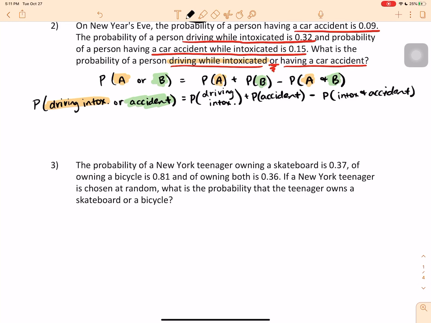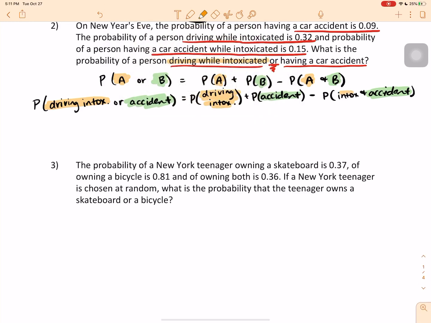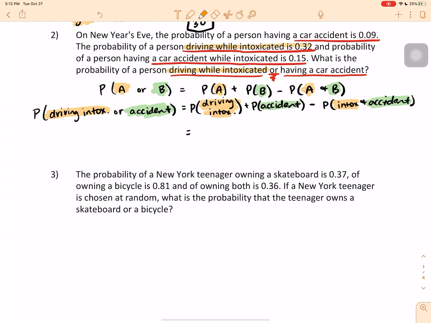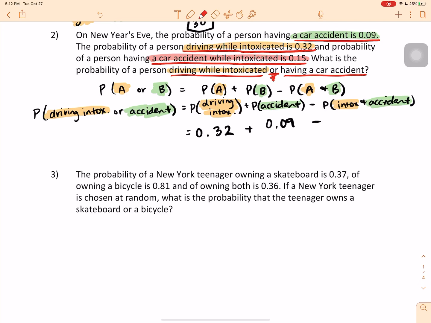Let me color code a little more here. Accident is green. Driving while intoxicated is orange. So here we have the probability of driving intoxicated is 0.32. And the probability of having an accident, just in general on this New Year's Eve night, just having any car accident, is 0.09. Now the probability of having a car accident while intoxicated is 0.15. So this one combined is 0.15.